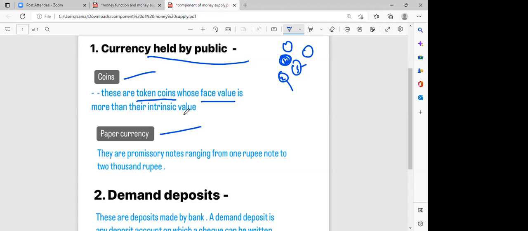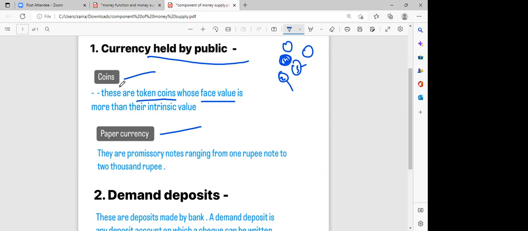Clear? Whatever is written on their face is the value. So whatever the value of the coin is, no matter what, their face value will always be greater than their intrinsic value. Clear? Got it? Not clear. Can you repeat? Okay.